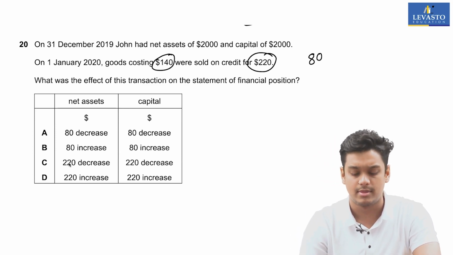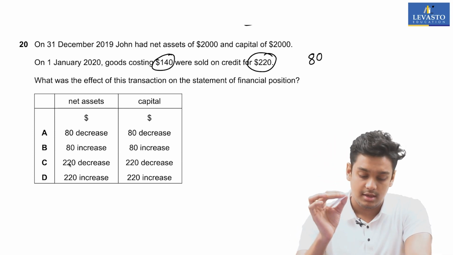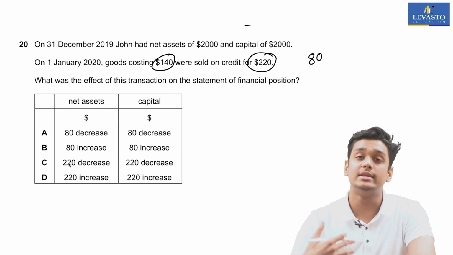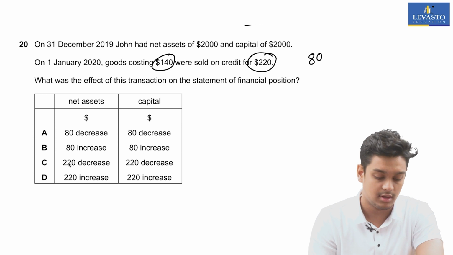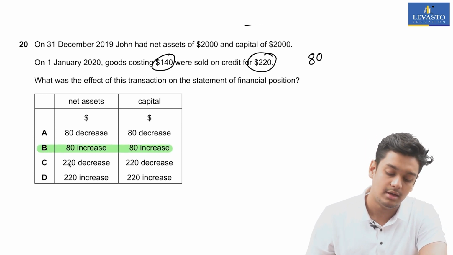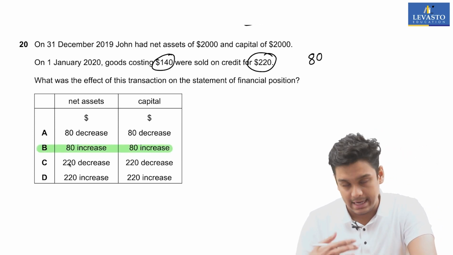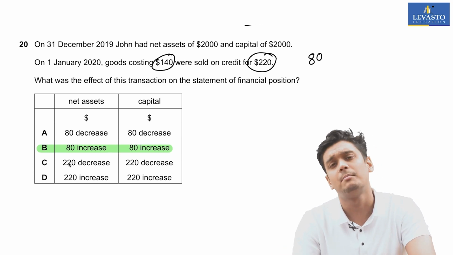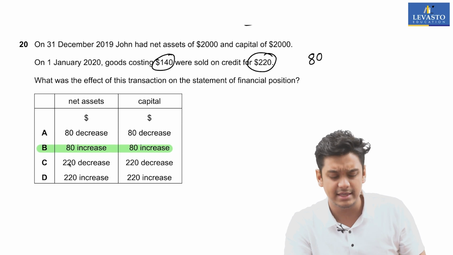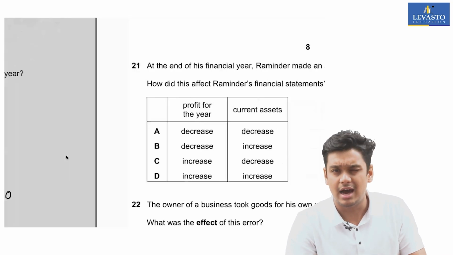No issues. Now, if you made a profit of 80, how is it going to affect your capital? It will increase your capital, no? Yes. So the answer is B. It will increase your capital. And it will increase your net assets. Why? Net asset is also capital, no guys? Simple as that. Don't overthink. Easy questions. Certain questions are ultra easy.